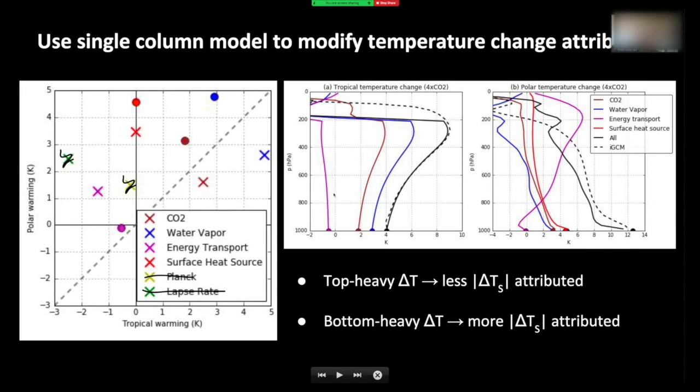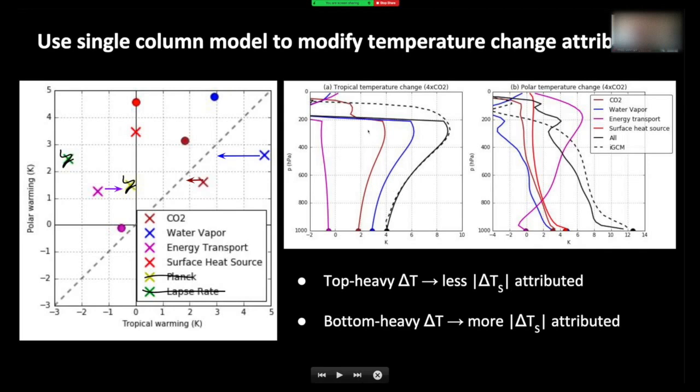To understand the differences between the top of atmosphere method and the single column model method: if the warming is top heavy in the single column model, then you would have a smaller absolute value of surface temperature change attributed in the single column model. If it's bottom heavy, then the single column model will attribute more surface temperature change in magnitude compared to the top of atmosphere method. That's because the top of atmosphere method, as I tried to explain in the introduction, assumes that all of these top of atmosphere budget changes are compensated by vertically uniform temperature change. So if the warming is top heavy, you get less surface temperature change in the single column model, and inversely, if it's bottom heavy, you get more.